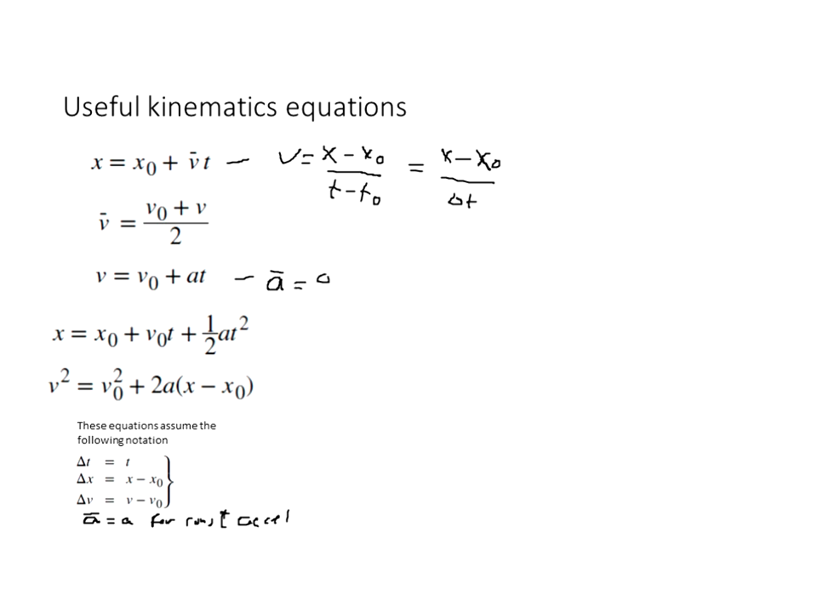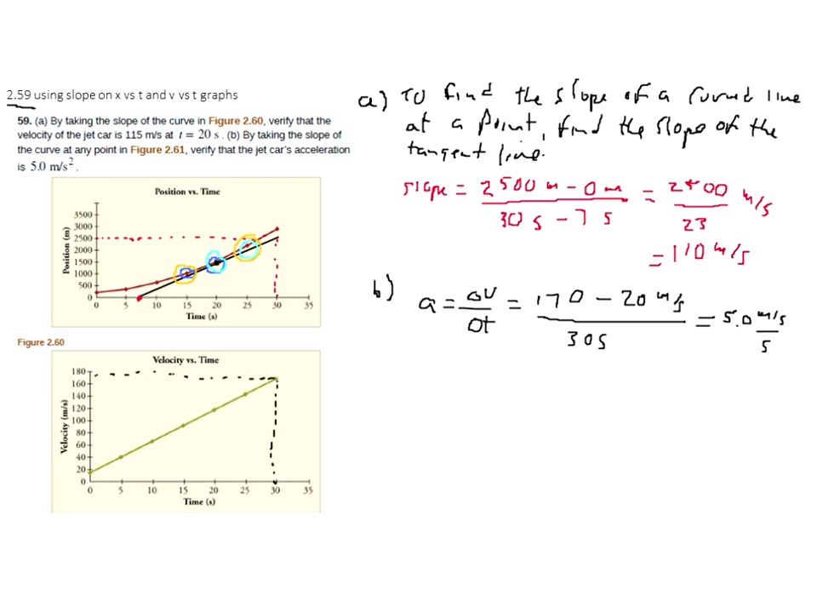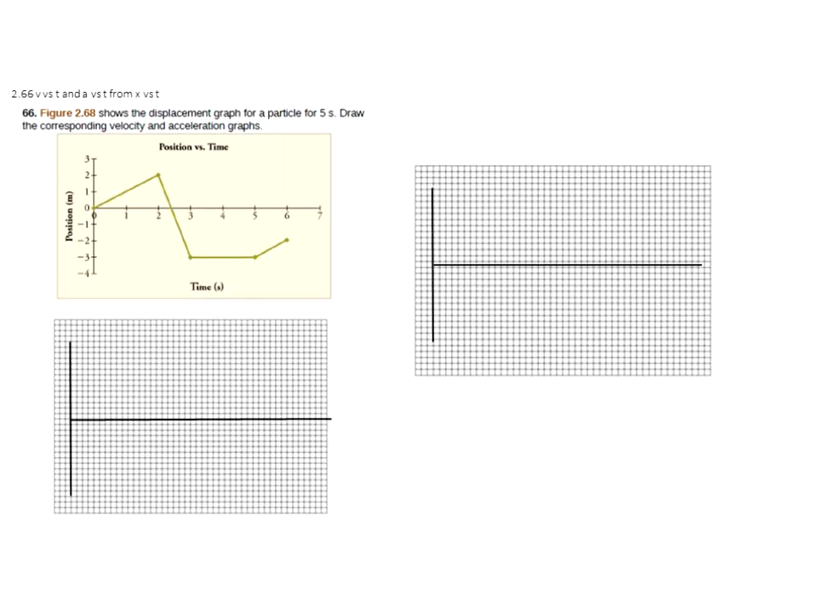So acceleration equals delta V over delta T, or V minus V0 over T minus T0. So that's what we just used. Next problem is to find, it shows the displacement graph. So it shows the position versus time graph, and we want to know the velocity and acceleration versus time graphs. So let's take a look at that.